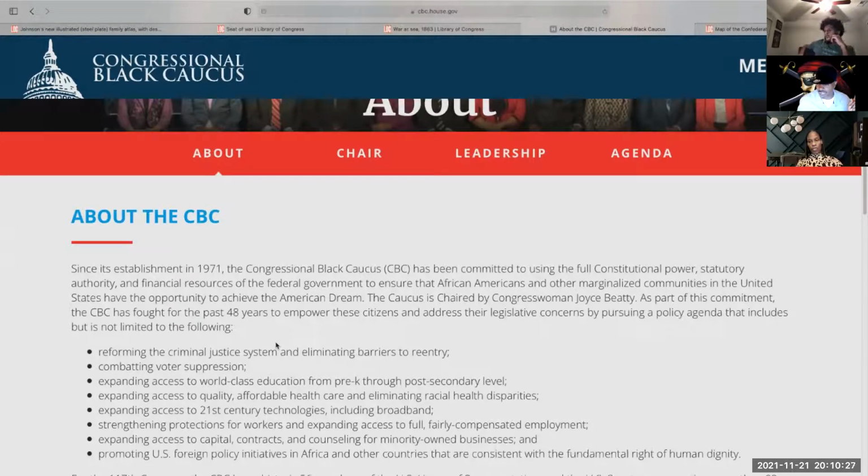With the Gold Standard Act. Correct. Okay, so since its establishment in 1971, the Congressional Black Caucus has been committed to using the full constitutional power, statutory authority, and financial resources of the federal government. Here's the key, y'all. Can you highlight this? To ensure that African Americans and other marginalized communities.